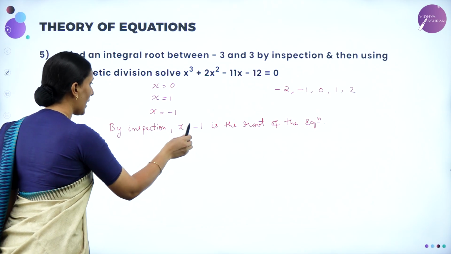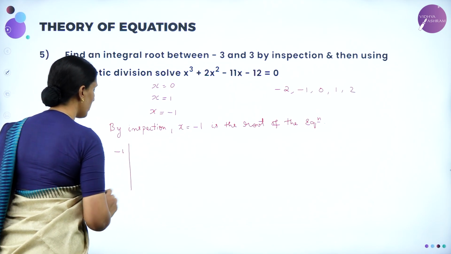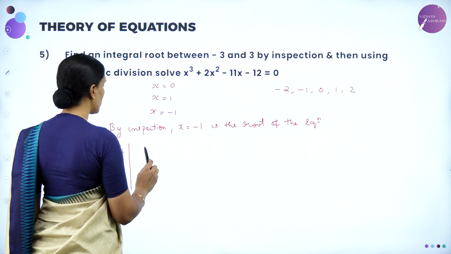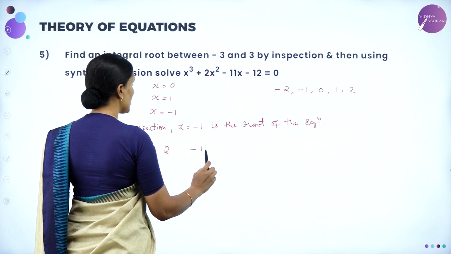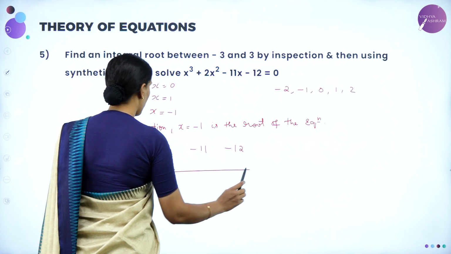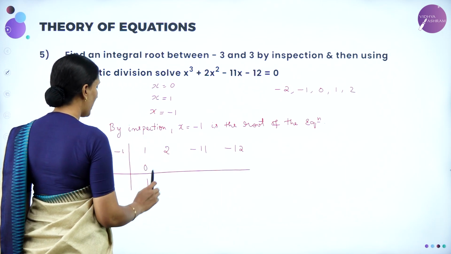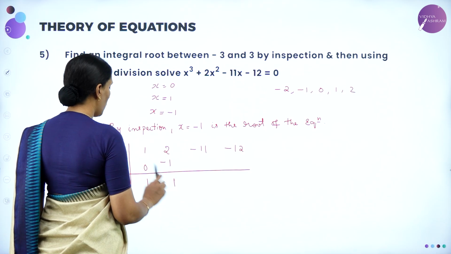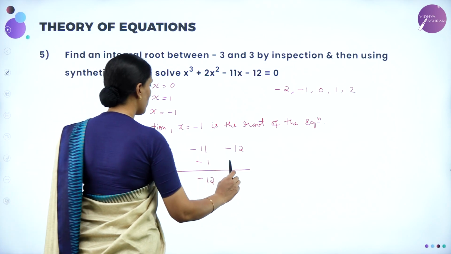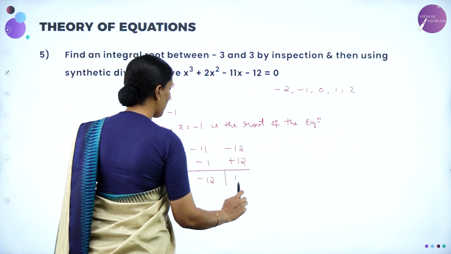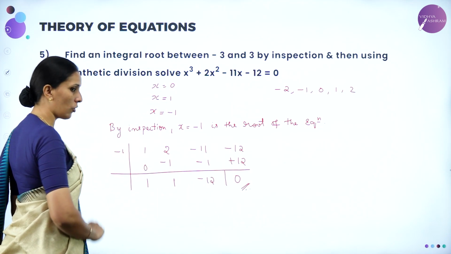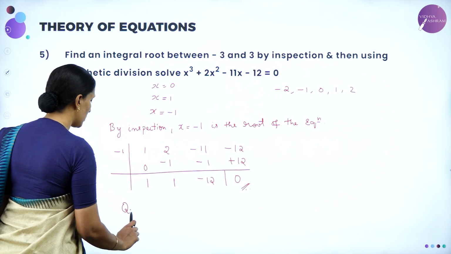So which means we can divide this using the synthetic division method. So put minus 1 here and write the coefficients of the cubic equation: 1, 2, minus 11, minus 12. So here it is 0. So we have 1 into minus 1 is minus 1, then 1, 1 into minus 1 is minus 1, minus 12, minus 12 into minus 1 is plus 12. So obviously the remainder is 0. Now since the remainder is 0, that means this is a root of the equation. Now let's take the quotient.